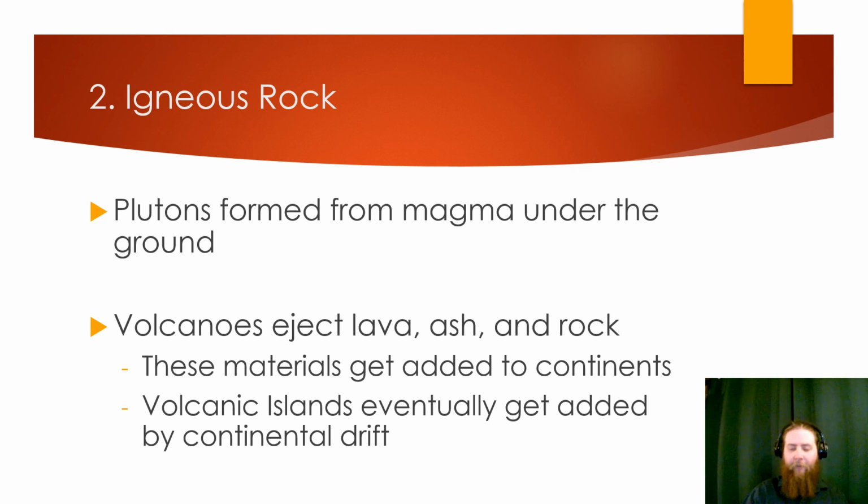We also have volcanoes that eject brand new material right onto the continent as lava, ash, and rock. We also have volcanic islands that form, and as these continents and plates move and drift, these islands will run into another continent, and they will get added to that continent's mass.